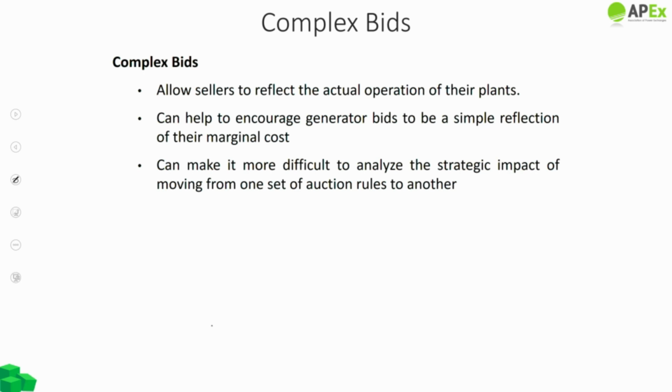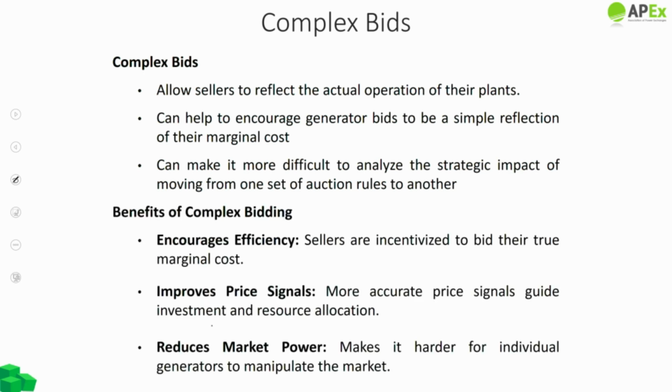However, the transition from one set of auction rules to another prompts strategic considerations for generators. In reality, different auction rules may lead to varied bidding strategies. The implications of such transitions necessitate a meticulous analysis of their strategic impact on bidding, which is a challenging endeavor. There are some obvious benefits of the complex bidding: it encourages efficiencies, as I explained.